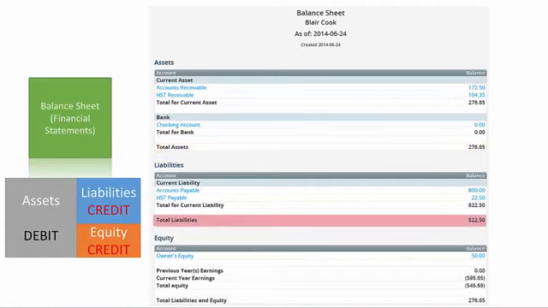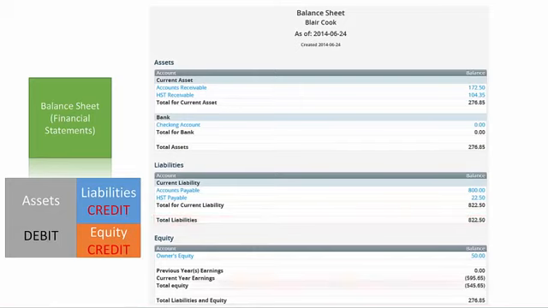Liabilities total $822.50. This is a credit balance. Equity is a negative $545.65. Is this a debit or a credit? That's right, it's a debit because the business has lost $595.65 so far. If the business had earned income, it would have been shown as a positive number and a credit balance. Pause the video and ask yourself whether you understand how numbers get processed through an accounting system.